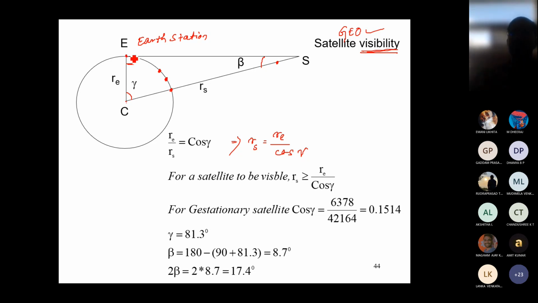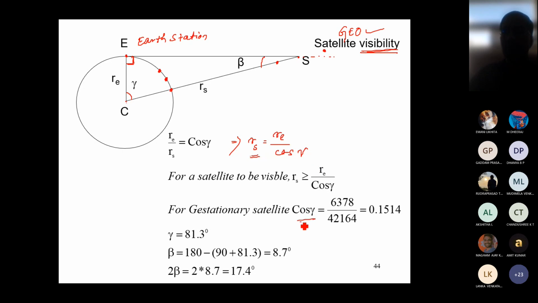The earth station can see up to the horizon. Okay, so below this it cannot see. So even if the satellite is here, which is the point at a higher distance from this, then this point will be under the visibility of the satellite. So the satellite can communicate, because it is lying above the horizon. Okay, so that is why the value of RS should be greater than or equal to RE divided by cos gamma.